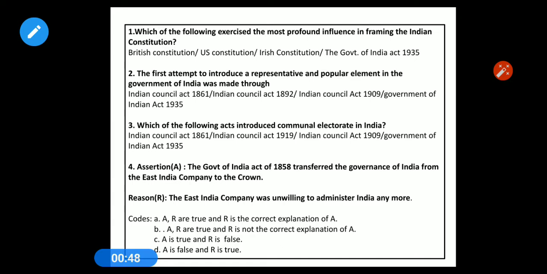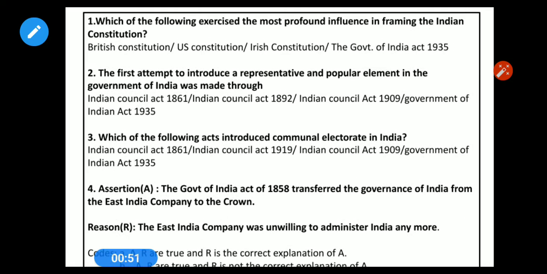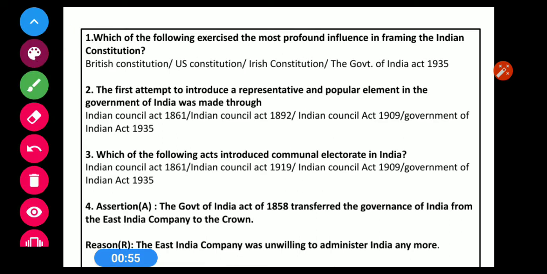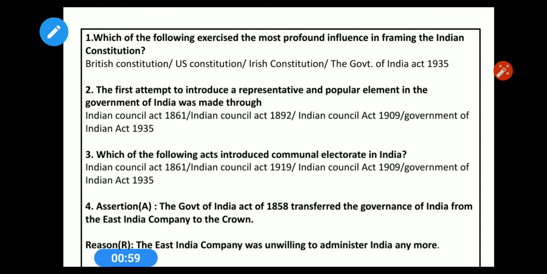The first question: which of the following exercised the most profound influence in framing the Indian Constitution? British Constitution, US Constitution, Irish Constitution, and the Government of India Act 1935. The right answer, the fourth option, the Government of India Act 1935.